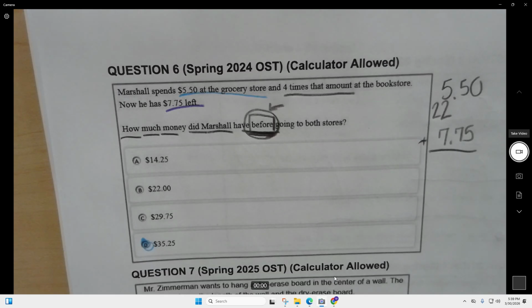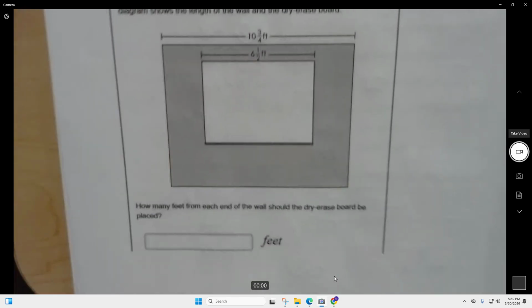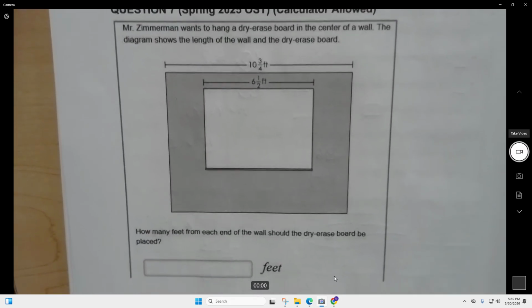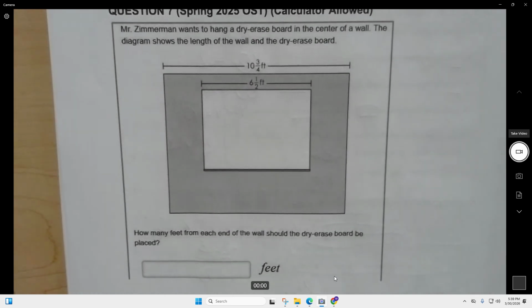All right. Last question of this video, question 7 from last year's OST. Calculator allowed. Mr. Zimmerman wants to hang a dry erase board in the center of a wall. The diagram shows the length of the wall and the dry erase board. How many feet from each end of the wall should the dry erase board be placed?